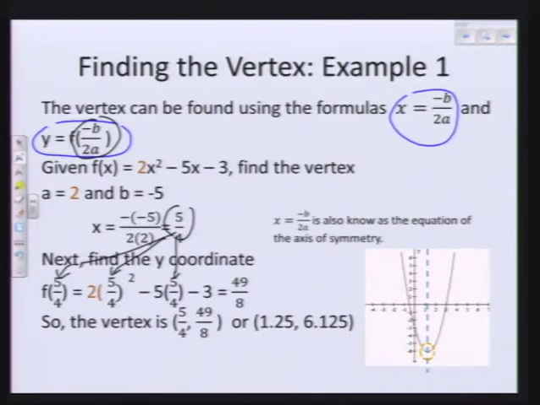Or you might say, well, let me change this from a fraction into a decimal and see if it makes it easier. We already have it in a fraction, we're going to change it to a decimal. And so what we're going to see is that this is 1.25 for our x value and 6.125 for our y value. Now, definitely what we want to do is plug these values into our calculator.